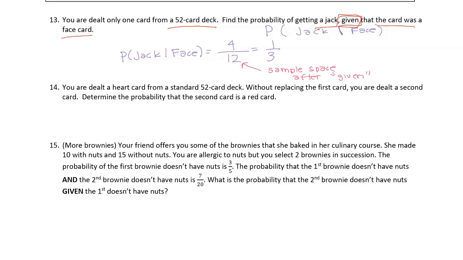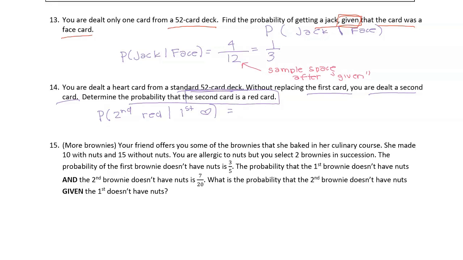Let's look at the next problem. You are dealt a heart card from a standard 52 card deck. Without replacing that card, that means we draw a heart and we put it aside. And now our deck has changed. You are dealt a second card. Determine the probability that the second card is a red card. This time I'm going to do it mathematically and then we'll go to the deck of cards. Okay, we want to find the probability that the second card is a red card given the first card was a heart.